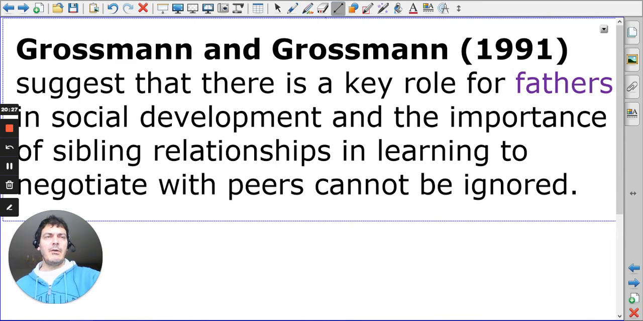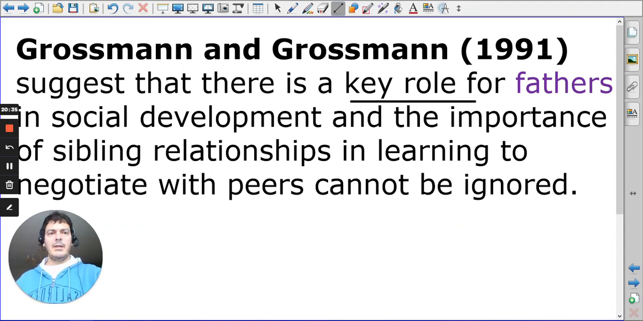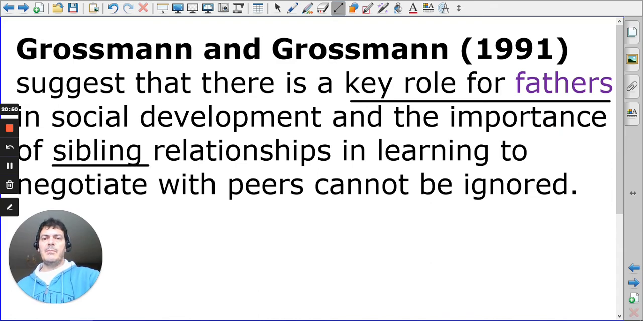We see Grossmann and Grossmann, whom we learn about in the cross-cultural variations, who said, well, what about the role of the fathers? That's important in terms of social development. We see that the fathers become important. We also know that peers and siblings become important in terms of things like negotiation, learning how to play nicely with others.